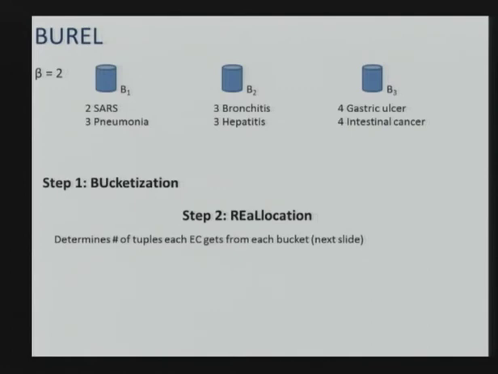After we form the buckets, we need to decide how many tuples should be taken from each bucket to form an equivalence class. We call this step reallocation. Our scheme is called BURO. BU is from bucketization. REL is from reallocation. And after we decide how many tuples should be taken from each bucket, in the third step, we will consider how to minimize the information loss when taking the tuples from the buckets. That is, what kind of tuples with what kind of properties should be taken from each bucket to minimize the information loss.